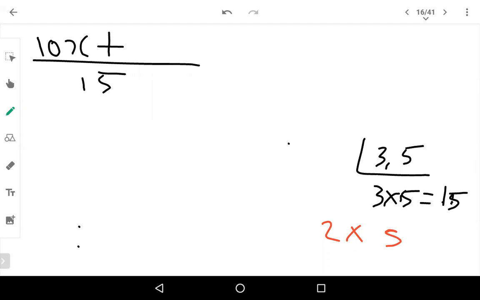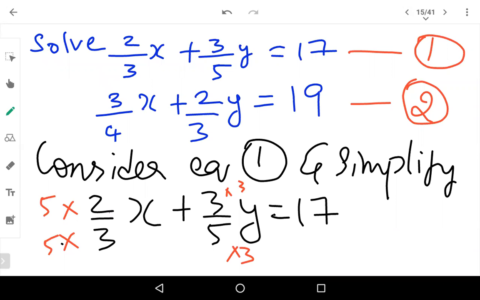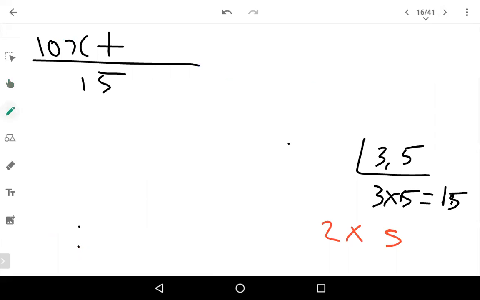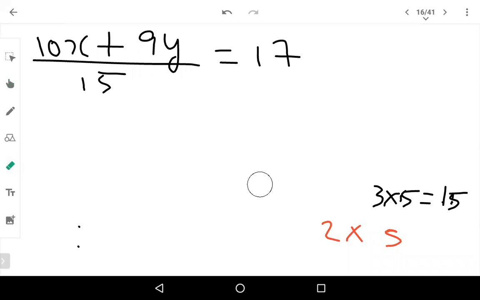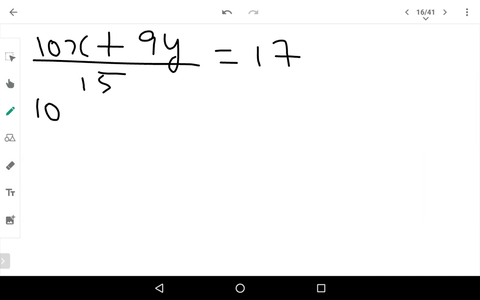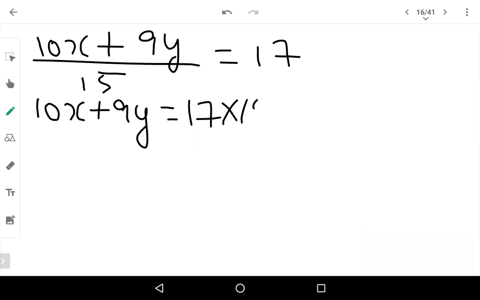So here, first 2 fives are 10 we considered. Now on the other side, 3 threes are 9, 9y. So here you will have 9y is equal to, what is the resultant? 17. Okay. Now let us take this 15 to the other side. How do we write it? We will write it as 10x plus 9y is equal to 17 into 15.